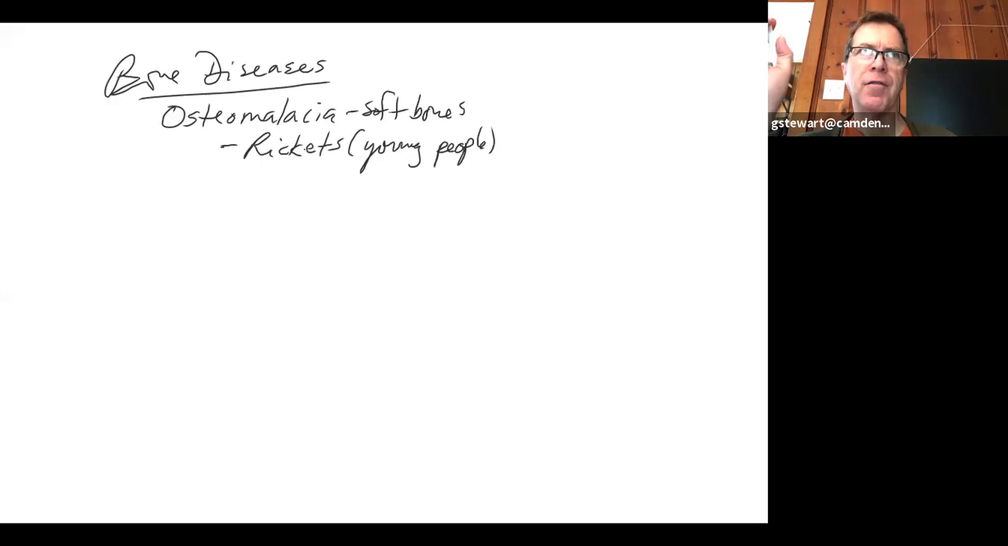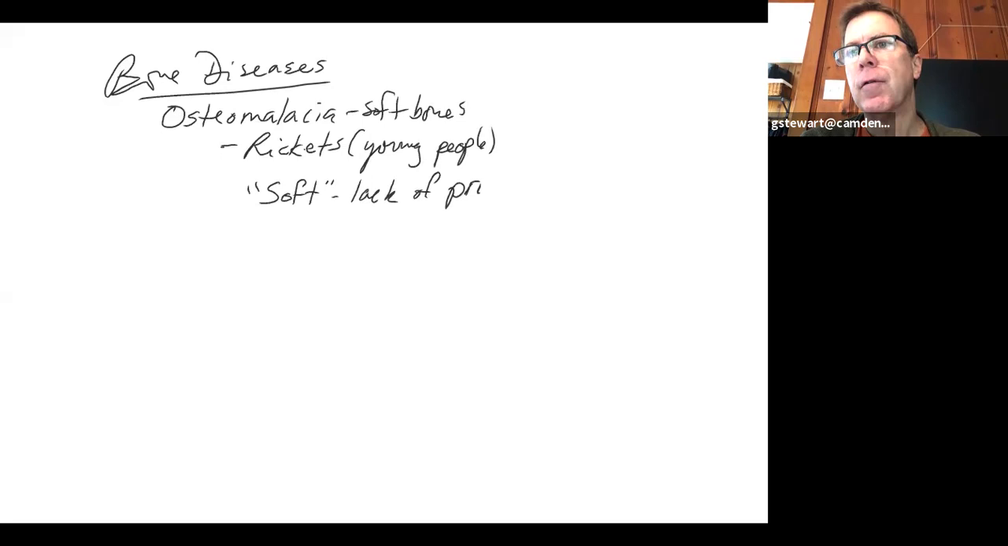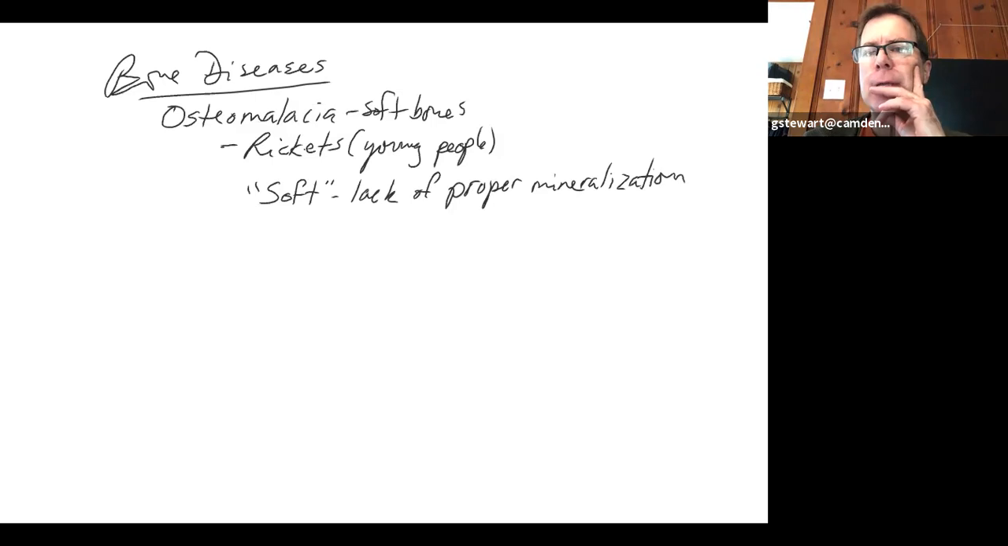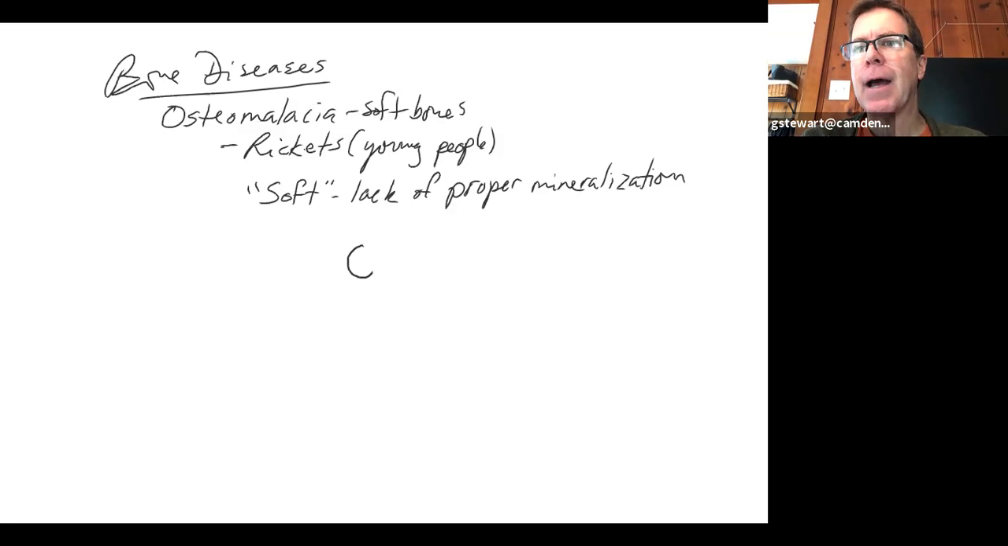And osteomalacia, or soft bones, is a result of lack of mineralization of bones. So what makes our bones quote unquote soft? We call them soft in this disease. I'm just going to put lack of proper mineralization. So osteoblasts are still doing their business. So true or false, osteomalacia causes a decrease in osteoblast activity. That's false.